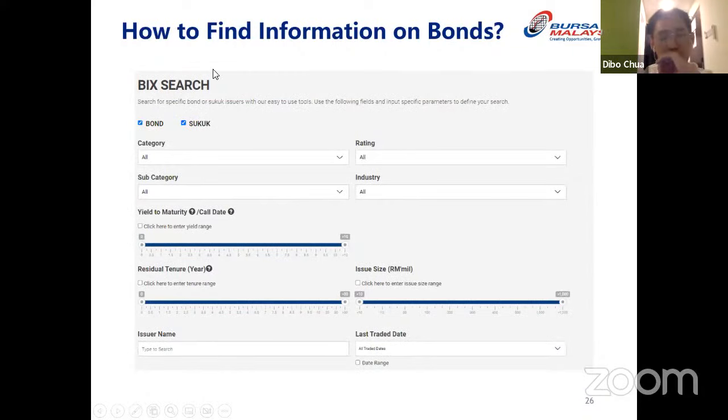If you look into bixmalaysia.com, you can go into the website and just search. You can search different categories, different subcategories, and ratings. Maybe you can go for a higher rating, AAA rating, which gives you a very good bond. Years to maturity, you can change according to your tenure. Maybe you want 5 years only, 1 year only, 2 years, some people want 10 years for retirement. So you can choose on your own risk profile in BIX Malaysia.